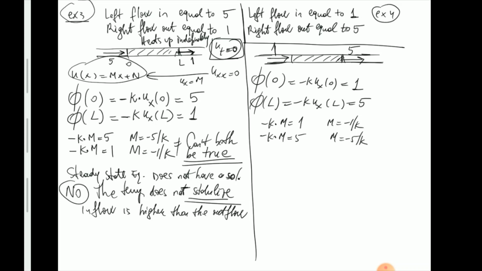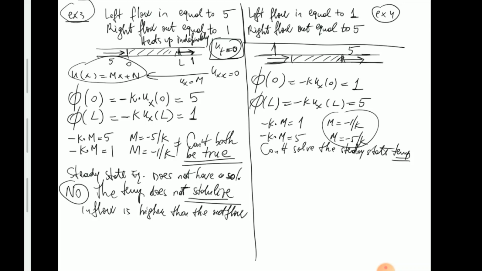Pause for a moment and ask yourself. Again, we can't solve the steady state temperature, because m cannot be both minus 1 over k and minus 5 over k. But pause the video for a moment and see if you can spot the difference, because if you look at this, it's a bit different than before in terms of what happens as t goes to infinity. And assuming that you've paused the video and figured this out, let's see if the boundary conditions actually make sense in the first place.